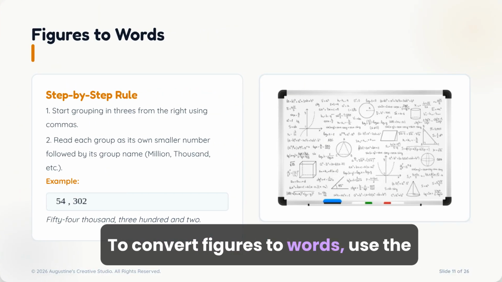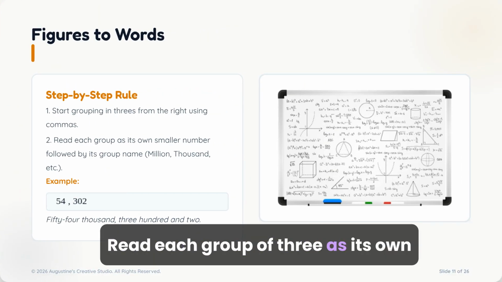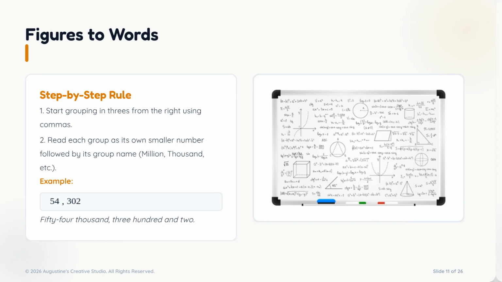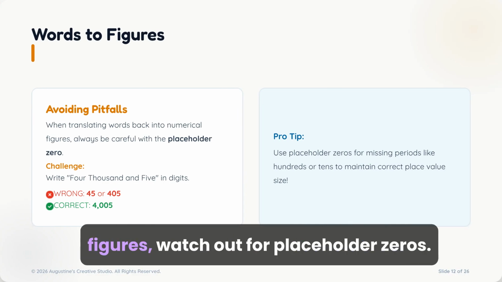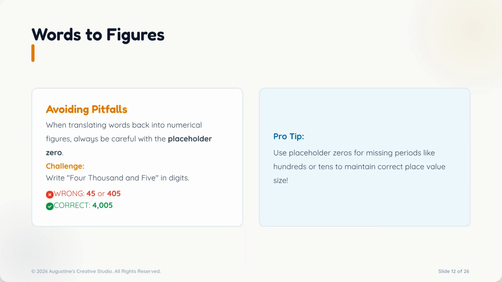To convert figures to words, use the grouping rule. Read each group of 3 as its own number, then add the group's name, such as thousand or million. When translating words back into figures, watch out for placeholder zeros. If a place value is missing, you must use 0 to ensure the final number is correct.